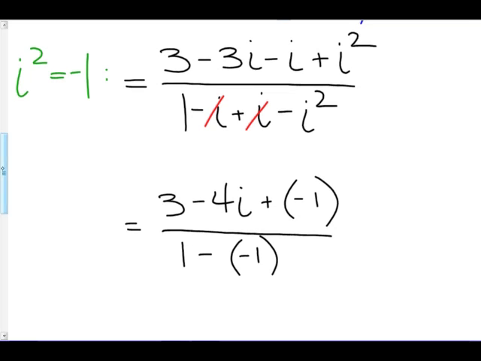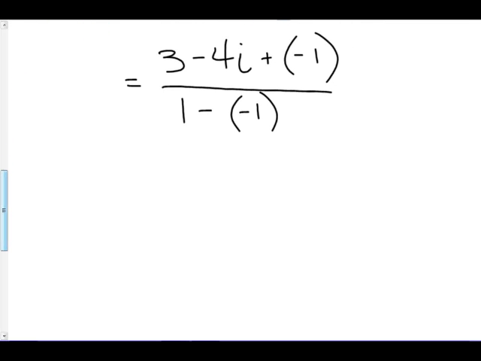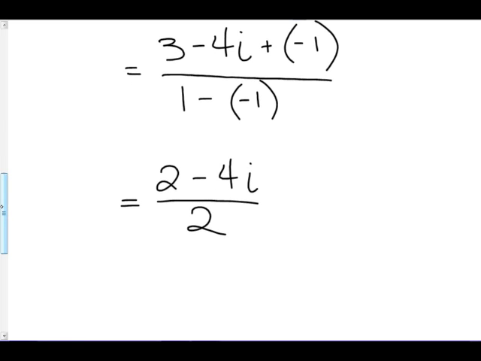Now let's combine some more like terms. 3 plus negative 1 is 2 minus 4i, all over 1 plus 1 is 2. And let's distribute that 2 to both the 2 and the negative 4i. So we're left with 1 minus 2i. And that is the answer.